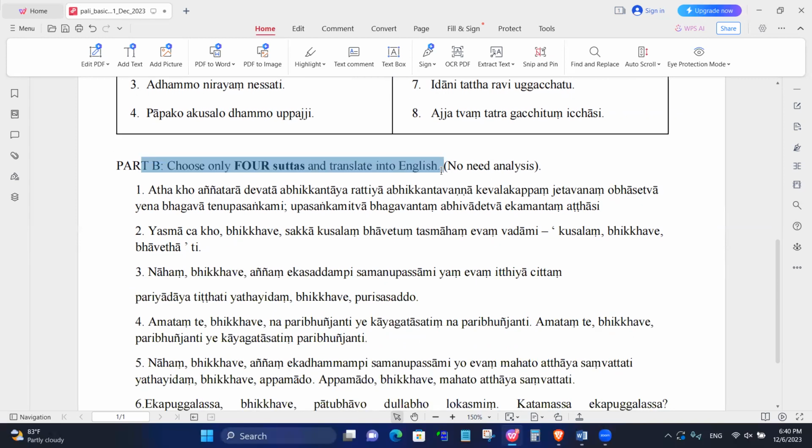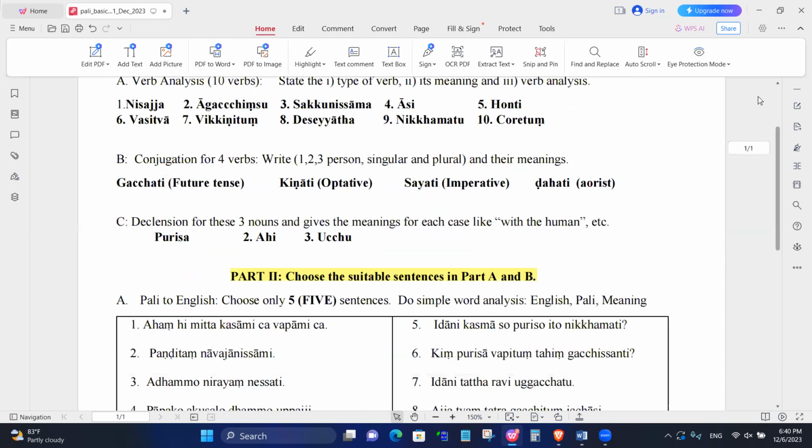And part B is for you all to learn how to read the sutta, be able to memorize some of the sutta and give the appropriate answer. Here, you don't need to write the analysis because it's not at your level yet. But for the intermediate level, when they do the sutta analysis, they need to do it.